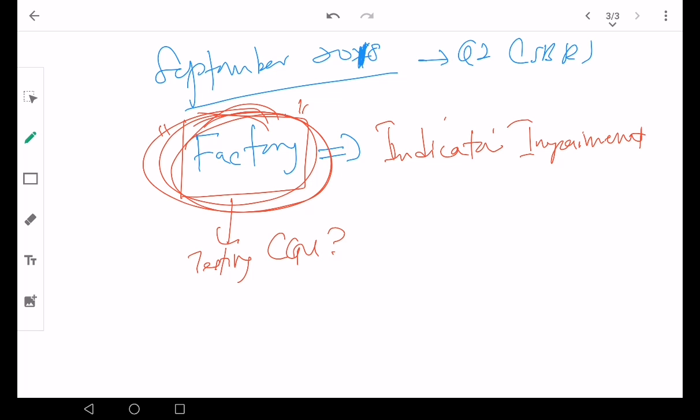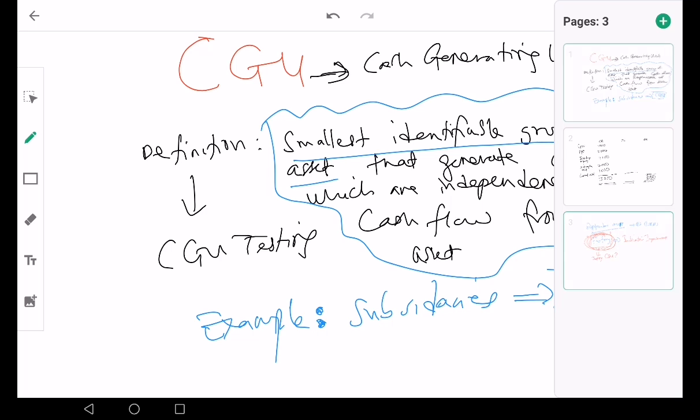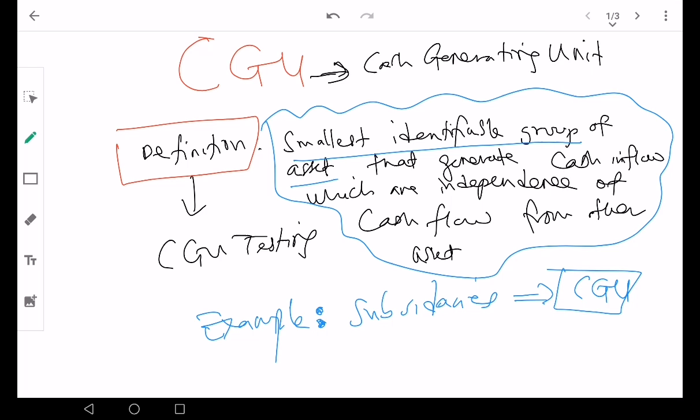So based on the definition, how do you know if it is a CGU? That is the CGU testing. You must use the definition of your CGU. Is it a small identifiable group of assets that can generate cash inflow? So what we can say here is that in one group of assets there are a lot of individual assets. When you want to find your carrying amount and your recoverable amount, you will find the recoverable amount as a whole as a CGU. But not all assets are a CGU. You must test first.